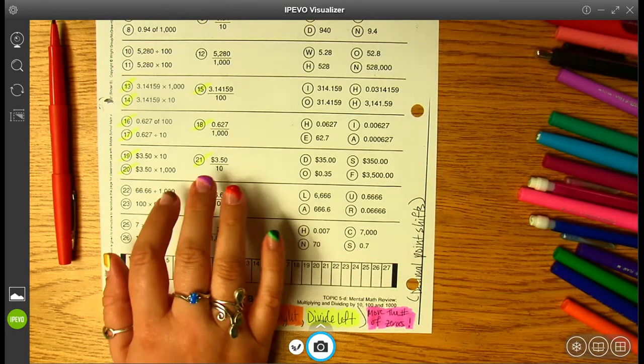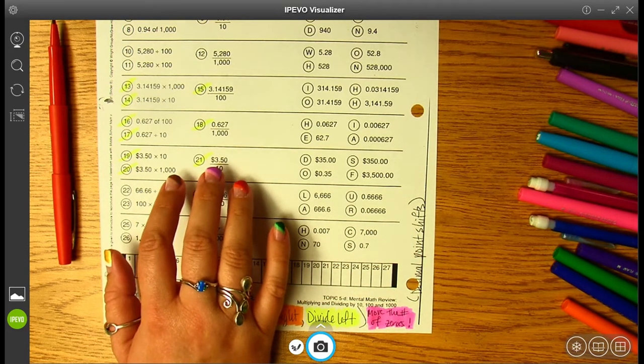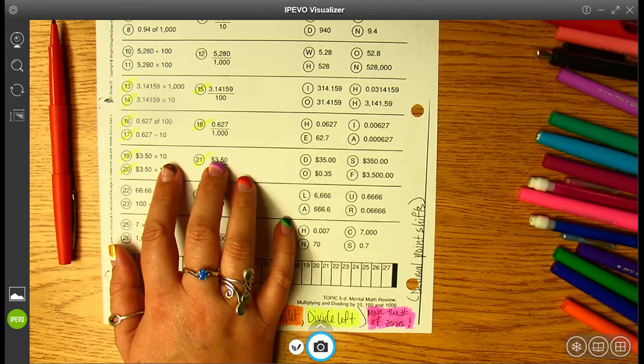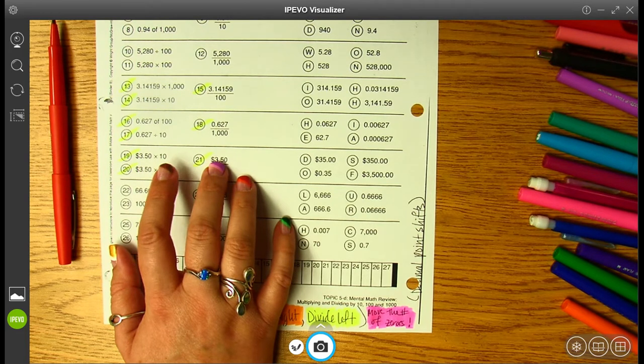And you're like, okay, but when do I really need this? Especially if you're talking about leaving a tip, right? Leaving a tip is like 20%. If you can figure out what 10% is and then double that, that will tell you how much to leave for your tip. 10% is the same as if you were to divide by 10, so you would move the decimal one place to the left.